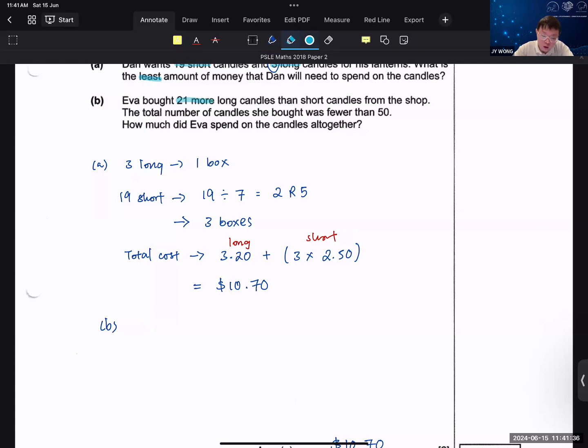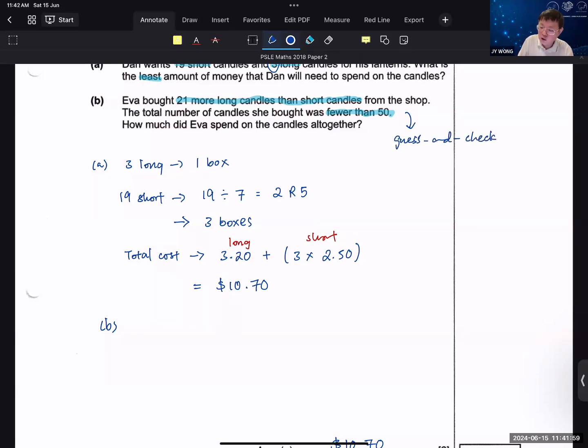Eva bought 21 more long candles than short candles. The total number of candles she bought was fewer than 50. Anytime you see the question tell you the number lies between a particular range, the number is bigger than this, the number is smaller than this, what method do they want you to do? It's a guess and check.